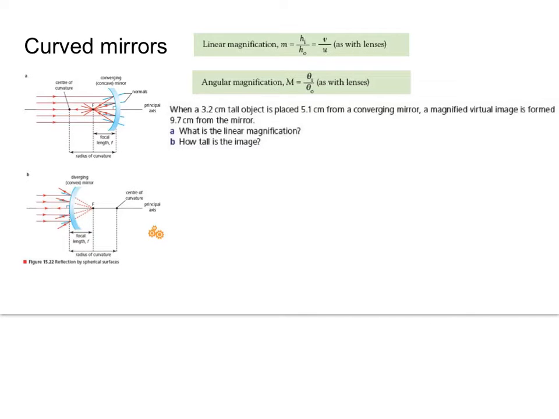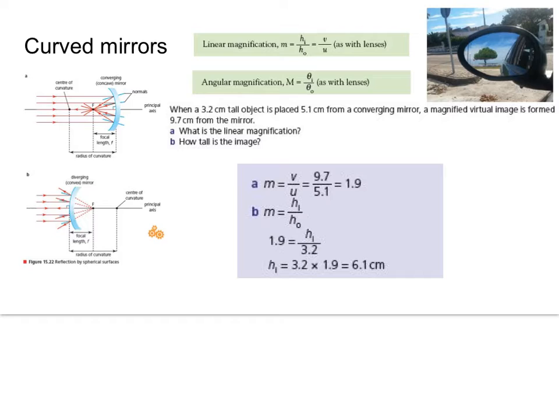Try this question now. When a 3.2 centimeter tall object is placed 5.1 centimeters from a converging mirror, a magnified virtual image is formed. What is the linear magnification? How tall is the image? Now this seems like an intimidating question to start with, but just go back to some simple formulas. I'm sure you'll be fine. Hopefully you got 1.9 for your magnification and 6.1 centimeters for the final height of the image.